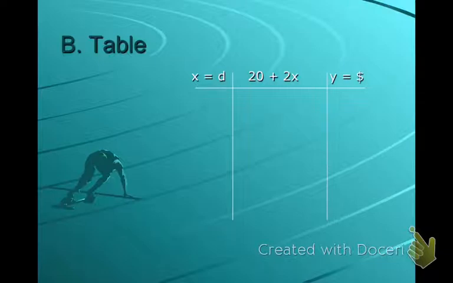Okay, so here's the table that's on your notes. They have the x equals d, and that d means for days. Here's your equation. And then again, this is the total. Y is actually how many dollars. Okay, I'm going to give you some numbers, and then we're going to plug them in, and we're going to solve them.